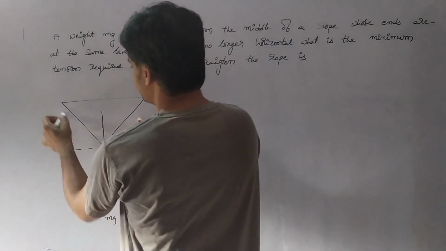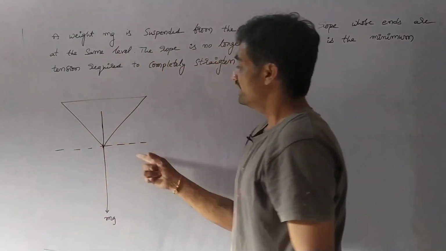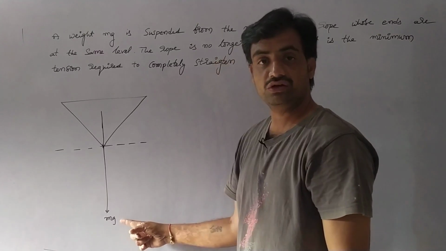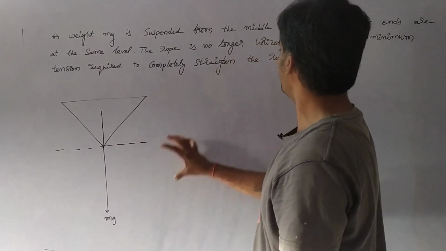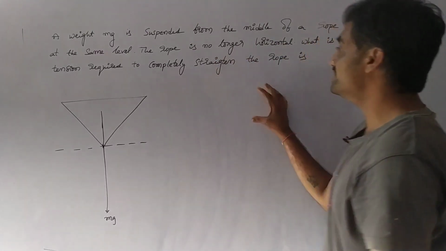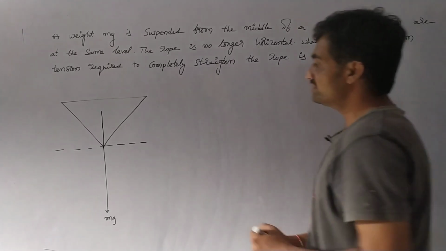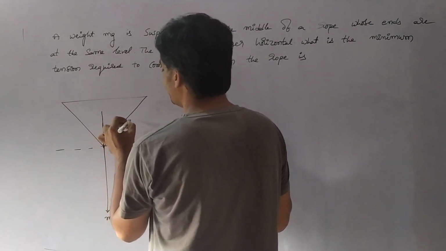Observe that the two wires are being hanged like this. It is no longer horizontal. Now we have weight being applied in the downward direction. Based on that, we have to find the tension required to straighten this wire. So here, as you observe, the tension is acting along this direction.